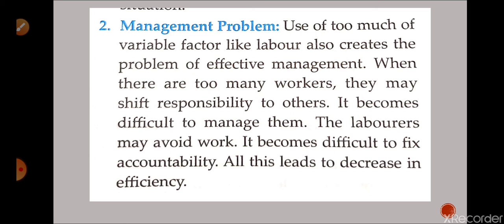Why or how is it possible? Suppose we have asked one worker to do something, and so many workers are there on the same work, then he can shift his work to another one. So accountability is not fixed in case of overcrowding and mismanagement. So in both cases we can go for negative return, and this may be the cause of negative return in the law of variable proportion. So these causes we have discussed: increasing return, decreasing return, and negative return.